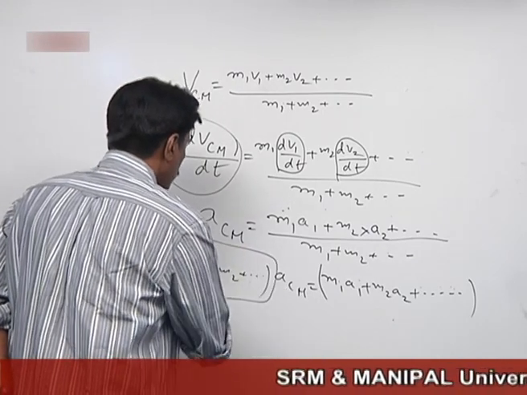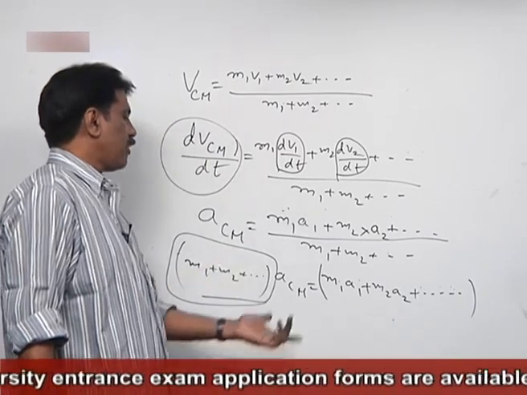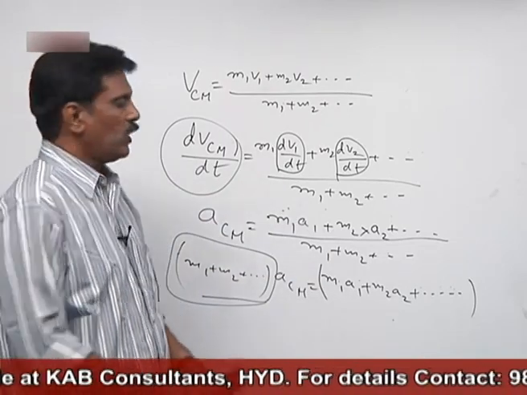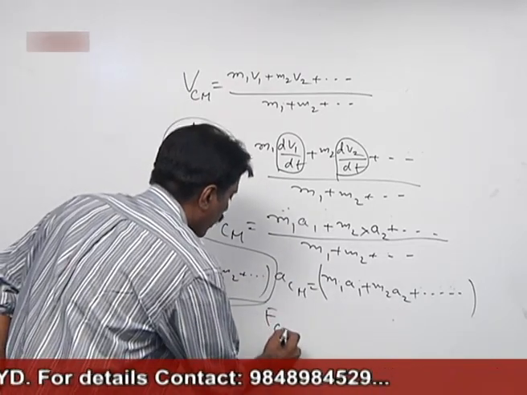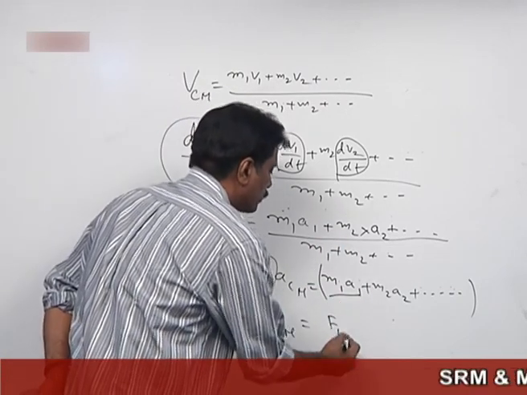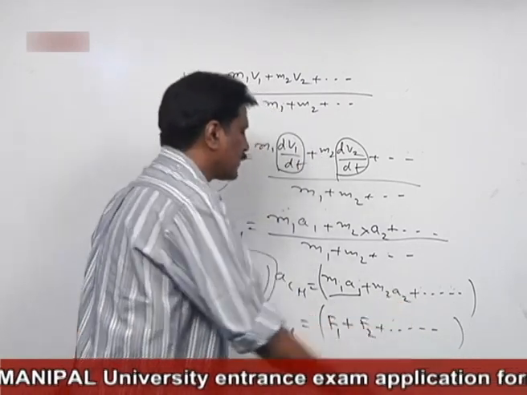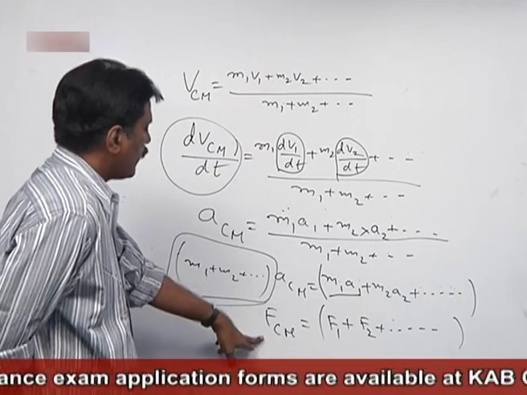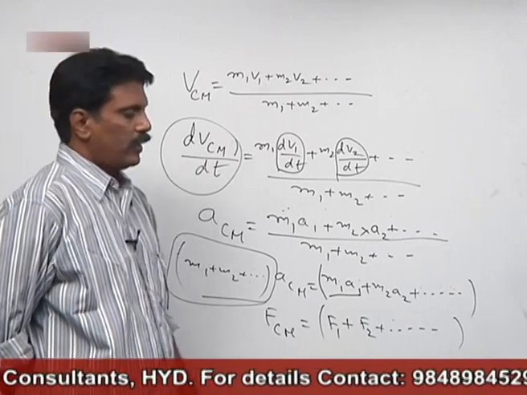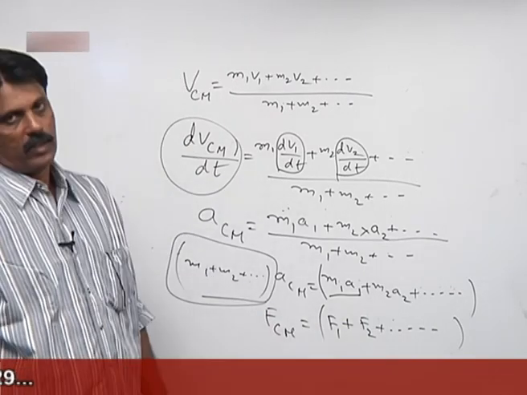So here this is the total mass, which is supposed to be the mass of the center of mass. Mass of center of mass into acceleration of center of mass means the force acting on the center of mass. So the force acting on the center of mass is equal to the force acting on the first particle plus the force acting on the second particle and so on. So the force on the center of mass is the sum of the forces acting on all the particles.